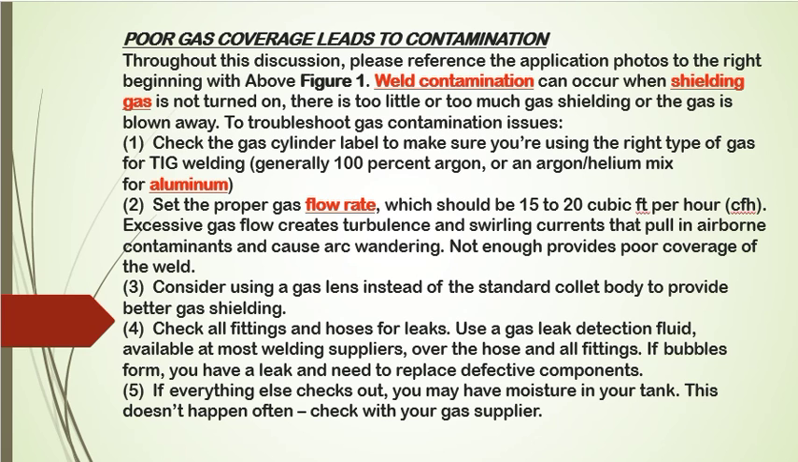Use a gas leak detection fluid. We can use it when we are starting the TIG weld. You have to check the gas hoses; there should not be leaks anywhere. If there is a leak, the flow rate will vary and that type of contamination will be created. The detection fluid is available from most welding suppliers. We can buy it and check the hoses and fittings. If bubbles appear, you have a leak, and you need to replace the defective components immediately.